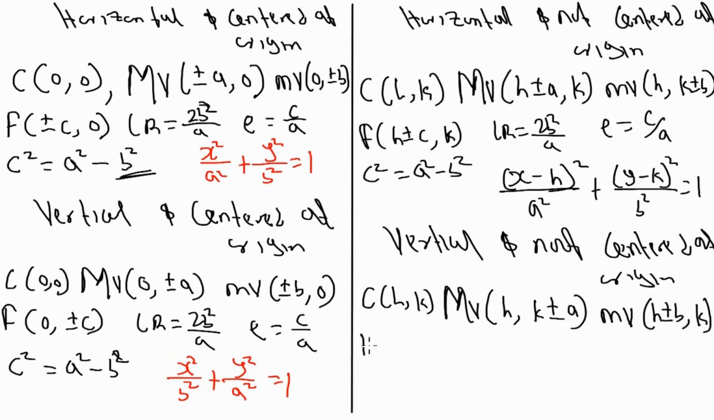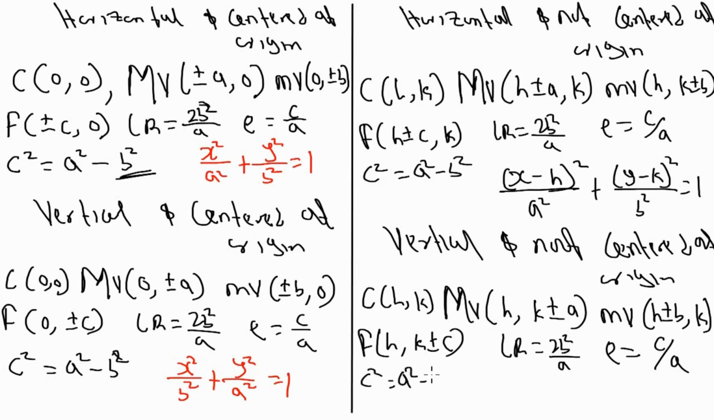Excellent. The foci is now along the y-axis, and I'll have k to it. So instead of 0, I will have h. That will be h comma k plus or minus c. Excellent. The latus rectum still remains the same, 2b squared over a. Eccentricity remains the same, c over a. And c squared is still a squared minus b squared.